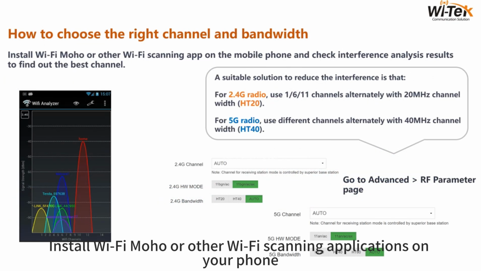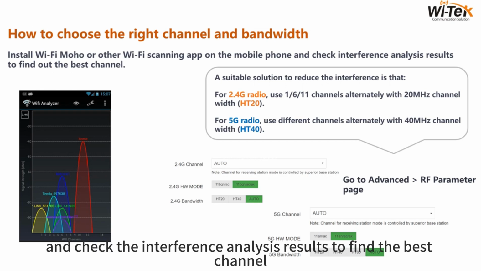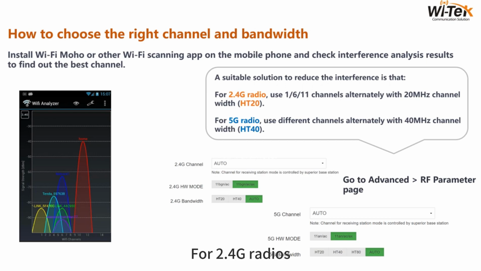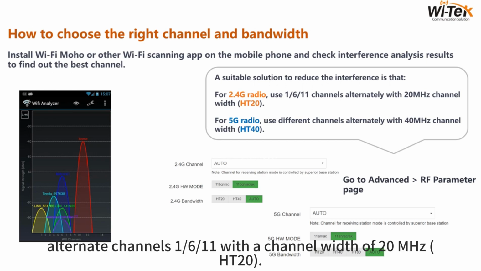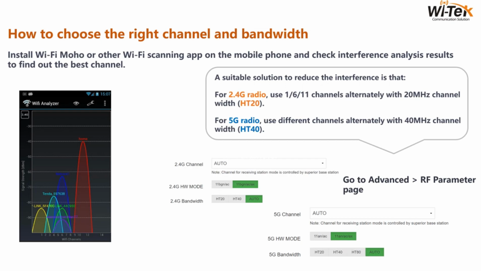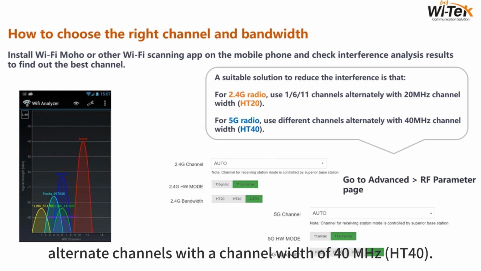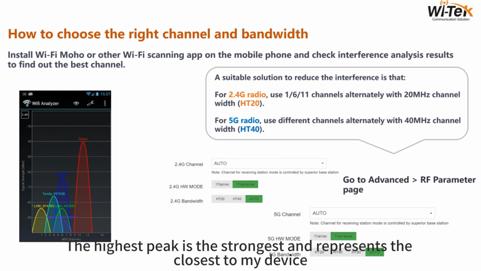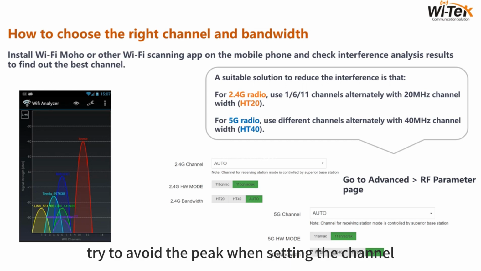Install Wi-Fi Moho or other Wi-Fi scanning applications on your phone and check the interference analysis result to find the best channel. A suitable solution to reduce interference for 2.4G radios is alternate channels 1, 6, 11 with a channel width of 20 MHz, HT20. For 5G radios, alternate channels with a channel width of 40 MHz, HT40. The highest peak is the strongest and represents the closest to my device. Try to avoid the peak when setting the channel.